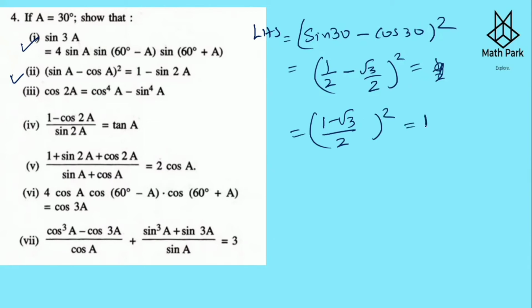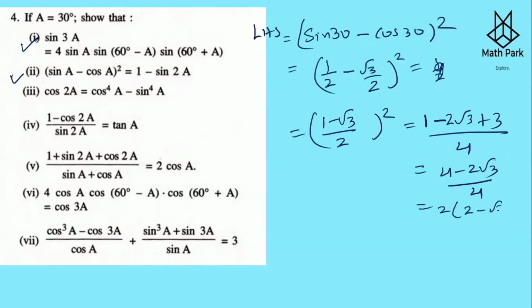(A minus B) the whole square is A square minus 2AB, that is 2 root 3, plus B square, that is root 3 square, which is 3, upon 2 square, which is 4. So, this is equal to 1 plus 3, that is 4, minus 2 root 3, upon 4. Let us take 2 common from here. Taking 2 common, we are left with 2 minus root 3 upon 4. So, our answer is 2 minus root 3 by 2. So, this is our LHS.